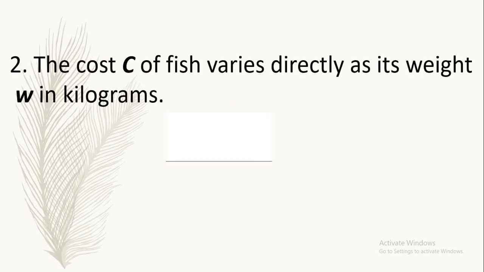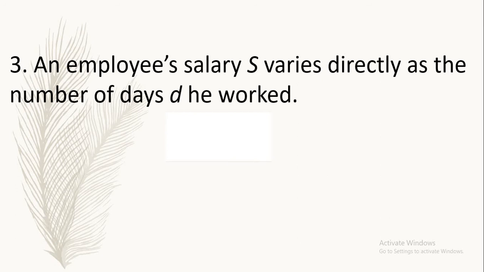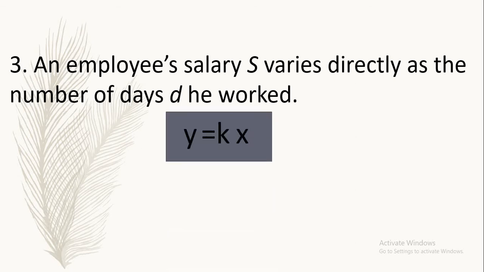The cost C of fish varies directly as its weight W in kilograms. So from y is equal to kx, our y is C and our x is W. Next is an employee's salary S varies directly as the number of days D he worked. So from y is equal to kx, our y is big letter S and x is small letter d. So this is our equation.